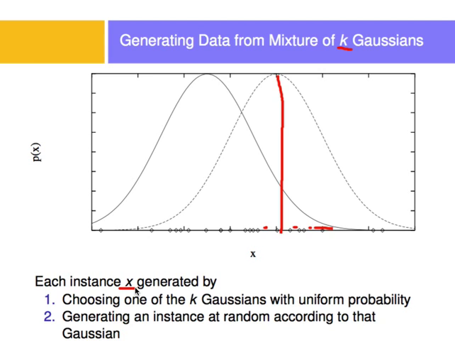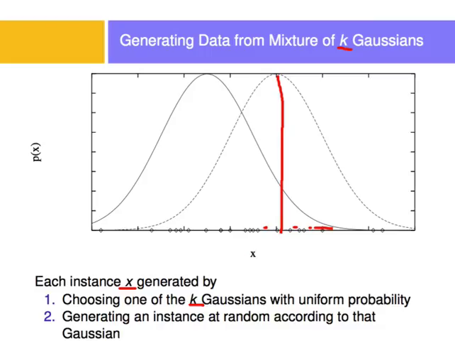and each instance, each temperature reading, is generated by choosing one of the Gaussians, right? So basically, whether it's cloudy or sunny, I will choose the different Gaussian, and then I will generate an instance at random according to that Gaussian distribution. This is the process by which, for example, two Gaussian distributions affect the temperatures of given days.